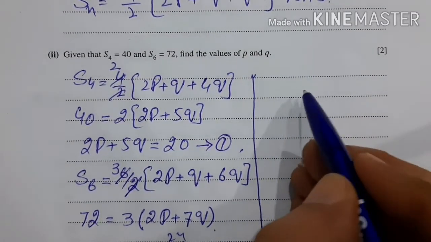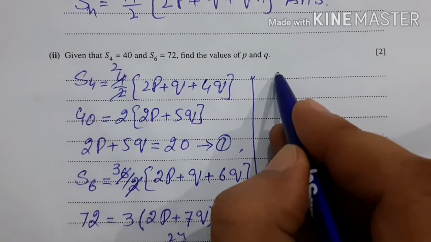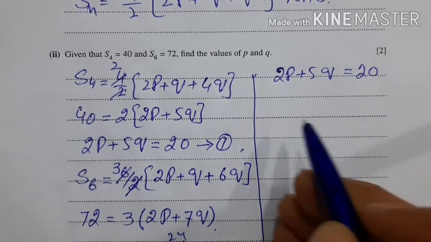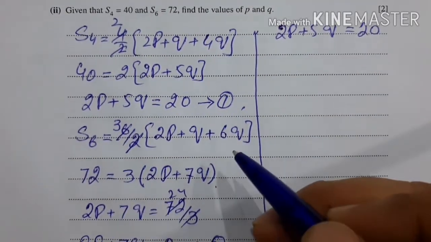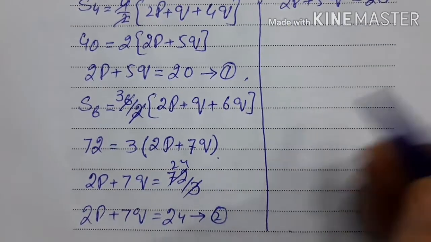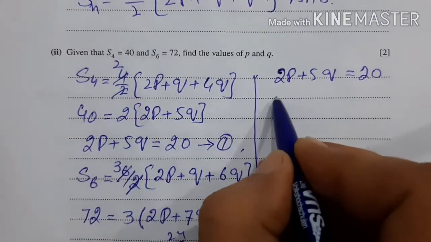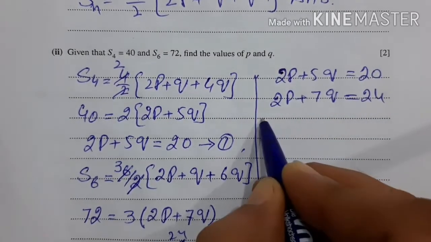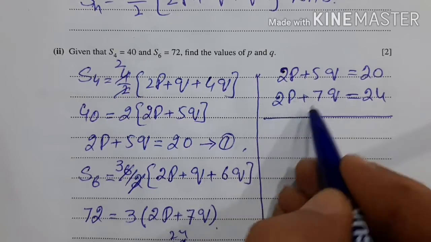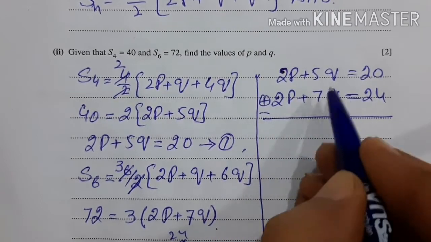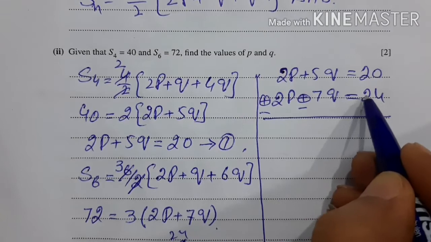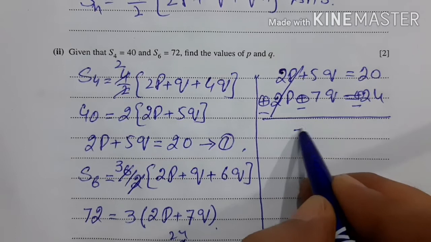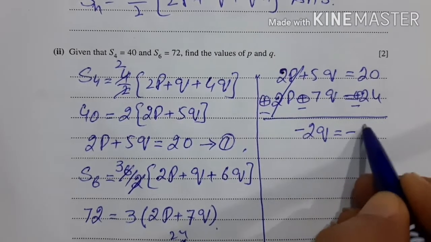So I got 2 equations. Number 1 is 2p plus 5q is equal to 20. The second is 2p plus 7q is 24. So, change of signs. This will be cancelled. Will become minus 2q is equal to minus 4.